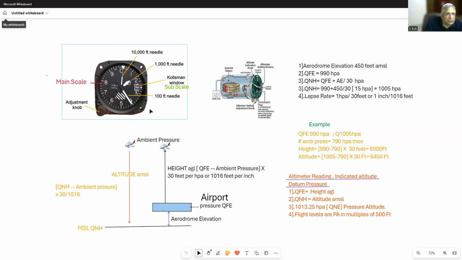Now, it has like a watch, hour, minutes, and seconds. It has got 10,000, 1,000 feet, and 100 feet needles. And between each 100 feet, there are markings of 20 feet.